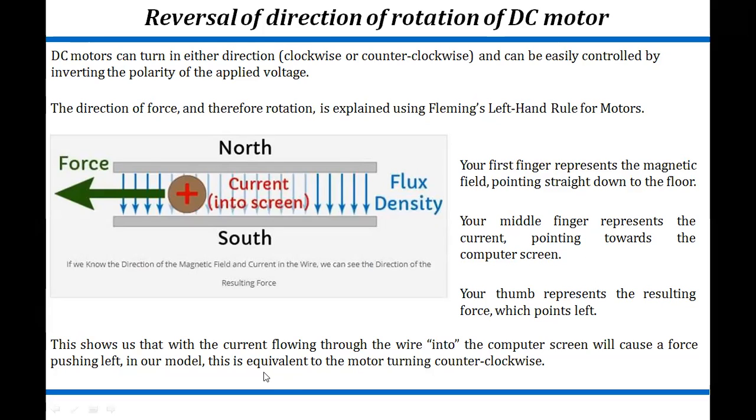So this will show that the current flowing through the wire into the computer screen will cause a force pushing left in our model, because we know here our thumb will represent the left direction. So here we can say that current flowing through the wire into the computer screen will cause a force pushing left. This is equivalent to the motor being in the counterclockwise direction.